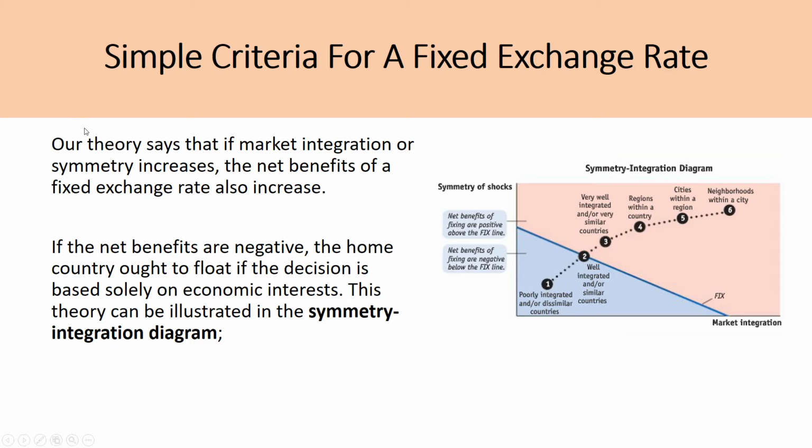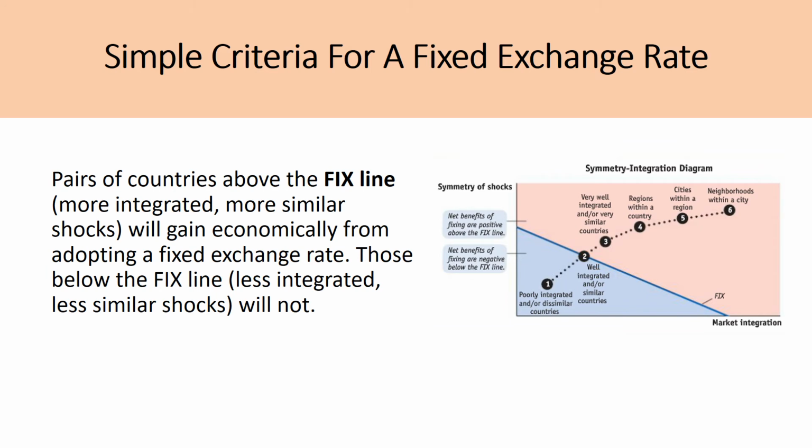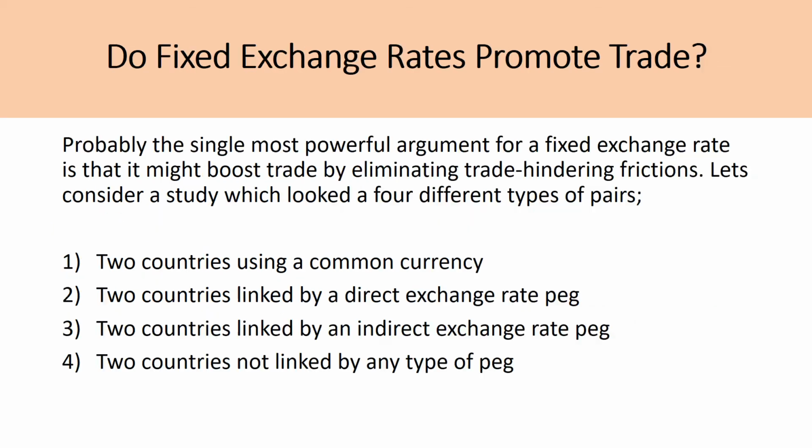So reading off here, our theory says that if market integration or symmetry increases, the net benefits of a fixed exchange rate also increase. If the net benefits are negative, the home country ought to float if the decision is based solely on economic interests. This theory can be illustrated in the symmetry integration diagram and the fixed line. So if you're above the fixed line, adopt the fixed exchange rate. If you're below, you do not adopt it because it's not beneficial. Pairs of countries above the fixed line, more integrated and more similar, will gain economically from adopting a fixed exchange rate. Those below it, which are less integrated and have less similar shocks, will not.